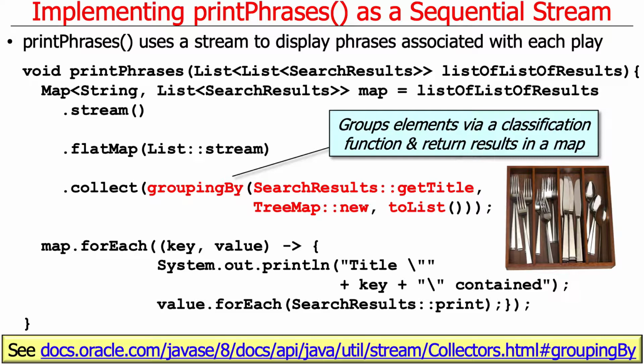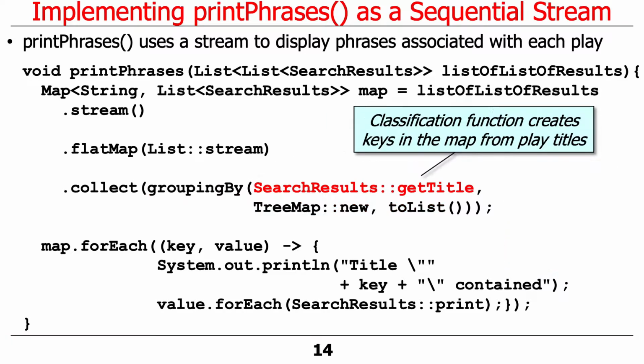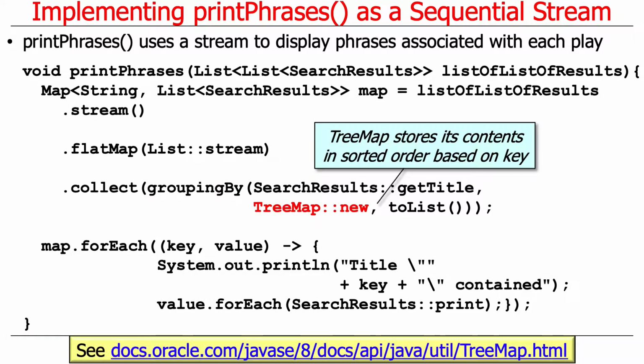So that's kind of what this is doing. It's saying, let's break it up into chunks. And so all the forks will go here, all the spoons will go there, and so on. So this is basically saying, make the title be the key in the map, which is, as you can see, a map of string to list of search result mappings.